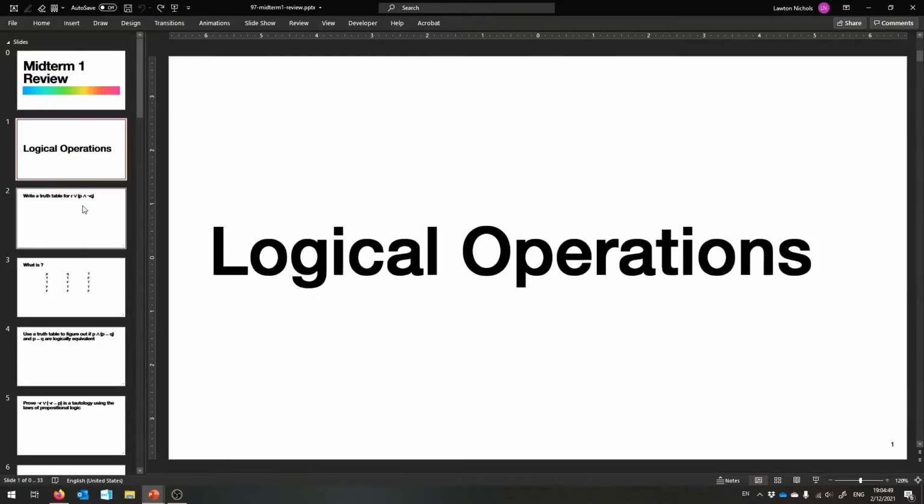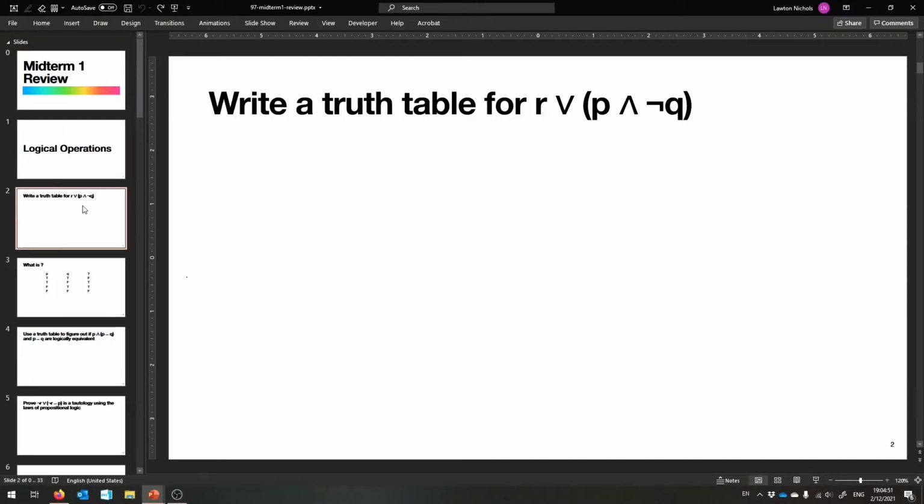Let's get started. So let's write a truth table for R or P and not Q. So let's remember all those things. And so we have a bunch of different little options here. We have R's and P's and Q's, and so we need 2 to the 3 rows in our truth table. Oh man. So let's just get started, because we're going to have to write them all out.